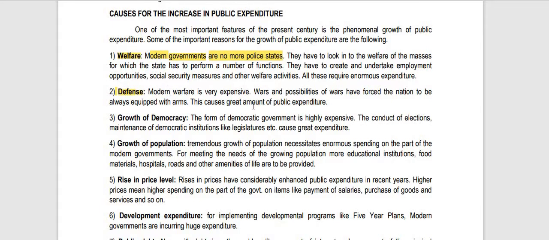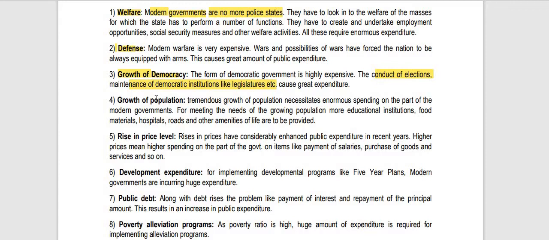So there are possibilities of war, kanang war against countries, it may happen. And how do we arm ourselves? So we need to also invest in defense. There is also growth and democracy. So the conduct of elections and the maintenance of democratic institutions like legislators can cause great expenditures.